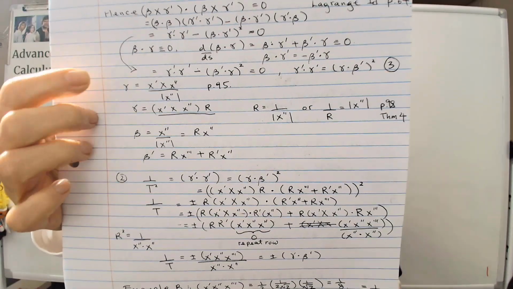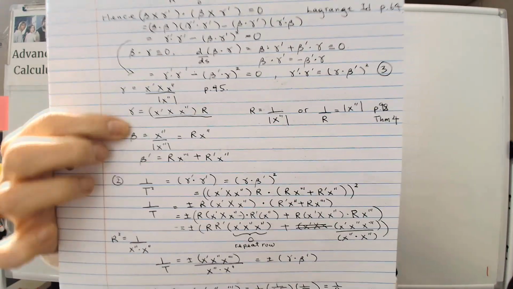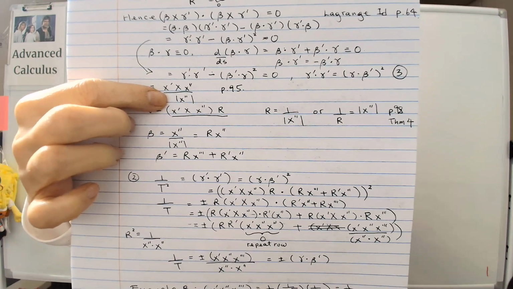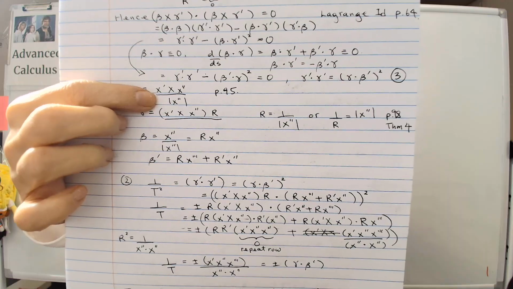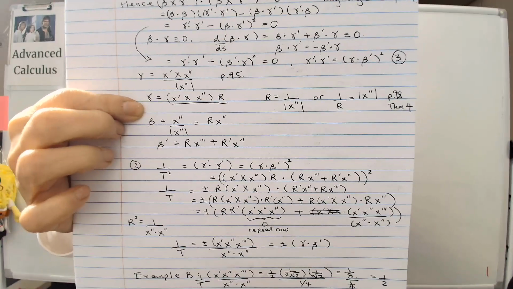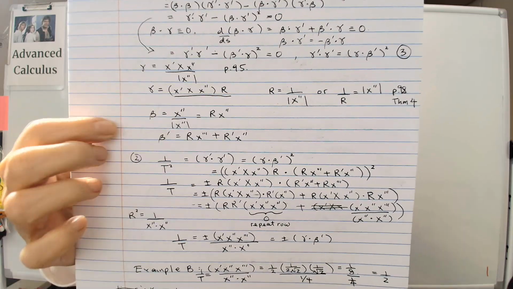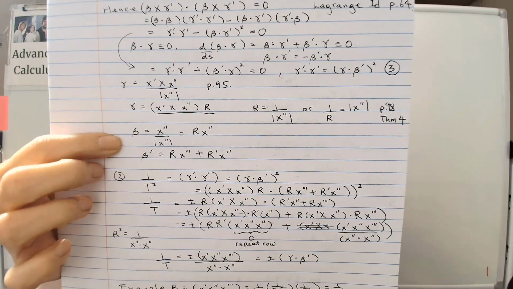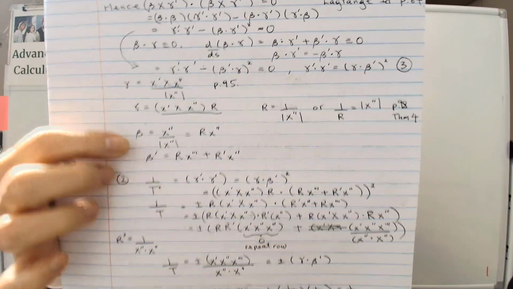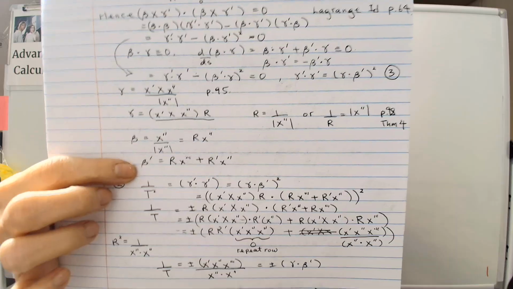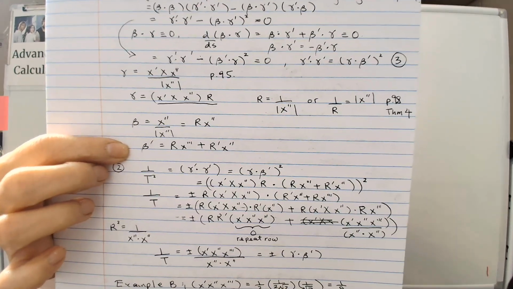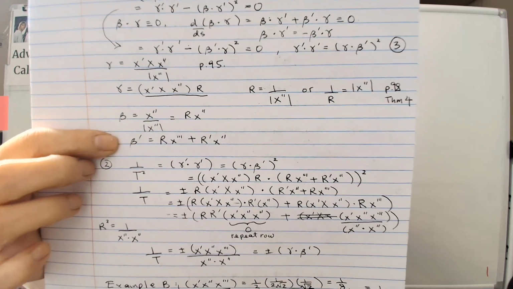So then, in the meantime, based on this definition of gamma, we have R equal to something to do with 1 over the magnitude of x double prime. So we can write gamma like this, and then beta equals, well, we already know this. I just wrote that down. Beta is x double prime times R. But we're going to take the derivative of beta. So beta prime, applying the product rule, we get this thing.